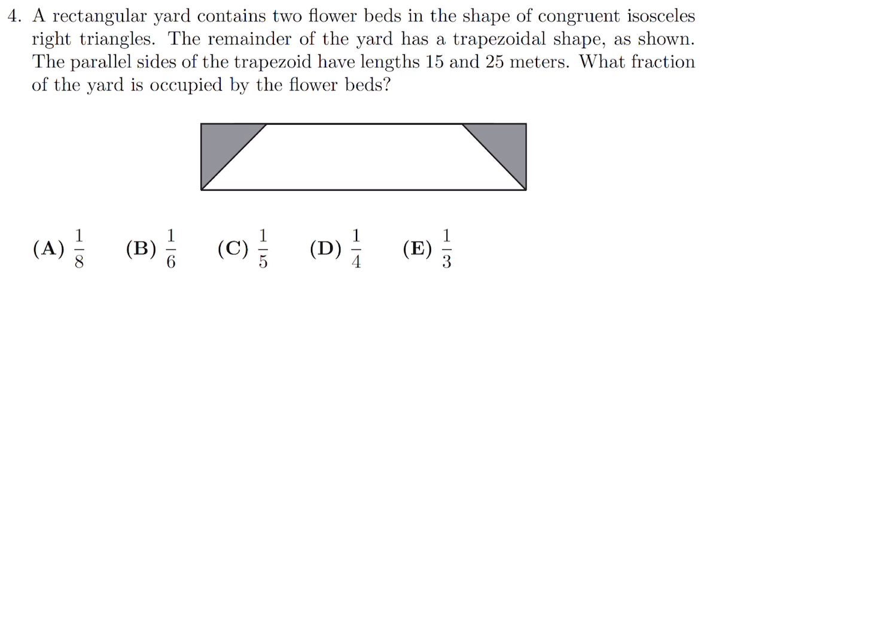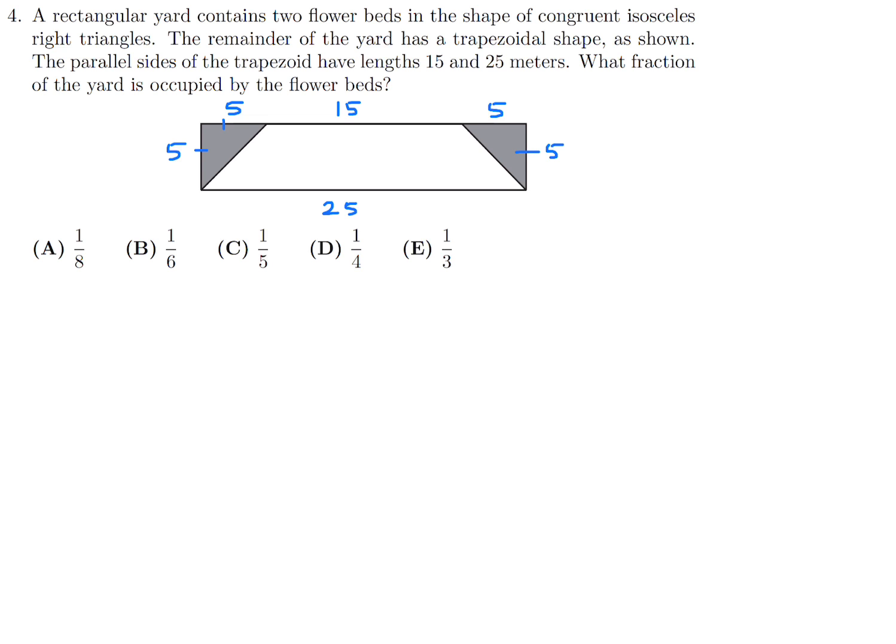A rectangular yard contains 2 flower beds in the shape of congruent isosceles right triangles. The remainder of the yard has a trapezoidal shape as shown. The parallel sides of the trapezoids have lengths 15 and 25 meters. What fraction of the yard is occupied by the flower beds? So this is 15, this distance right here, and this bottom distance is 25. So that means that these guys are 5 and 5. And since this is an isosceles triangle, this is also 5, as is that side.